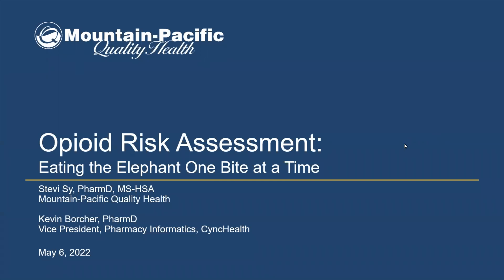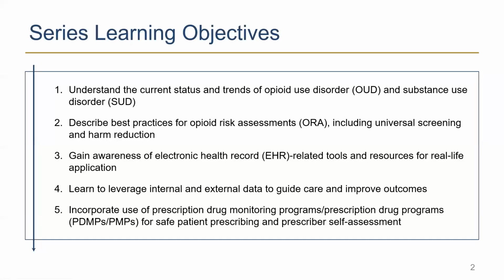In our past sessions, we have focused a lot on the background of opioid risk assessment and getting some of these series learning objectives out of the way, looking at current status and trends of opioid use disorder and substance use disorder, and the way that impacts our patients. And then we've briefly touched on some different ways we can integrate some electronic health record tools and prescription drug monitoring tools into our workflow in order to be most efficient with those tools and resources.